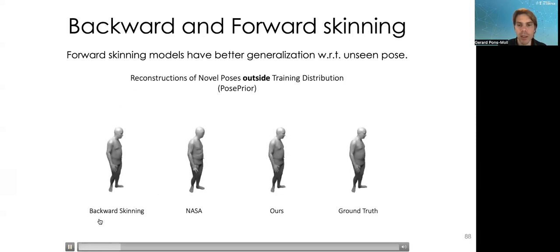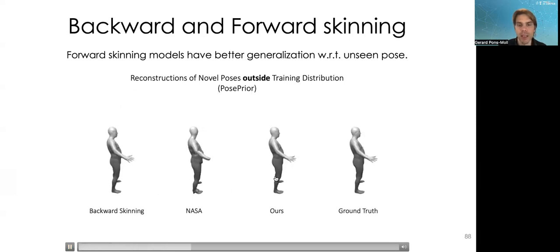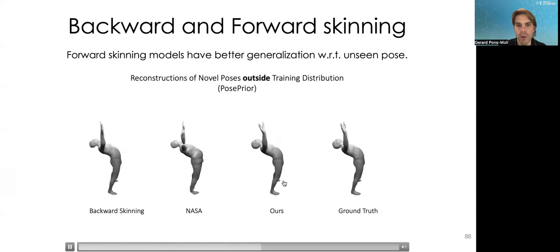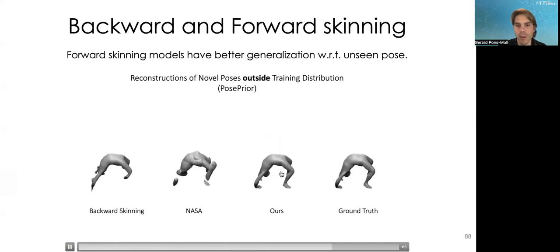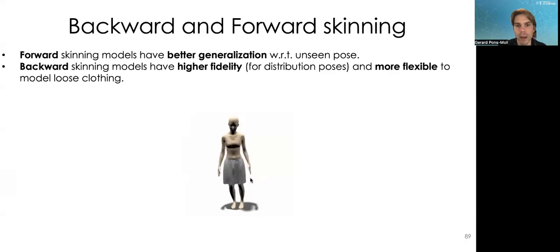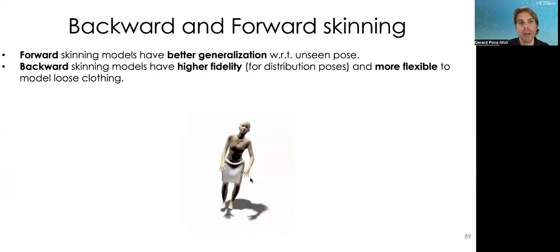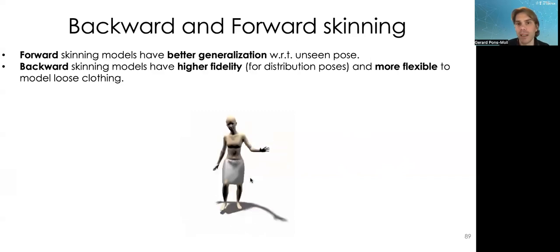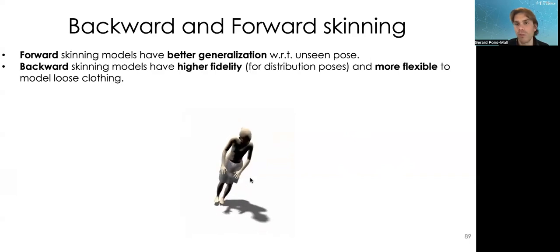All right, so this is a comparison of different methods, and you can see that these forward skinning models work much better for difficult poses. Now, in terms of detail, you lose a little bit, backward skinning is still better. So basically forward skinning models have better generalization to unseen poses, but backward skinning models have higher fidelity and are more flexible to model things like loose clothing, for example.